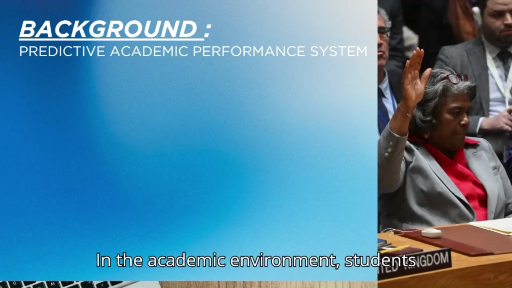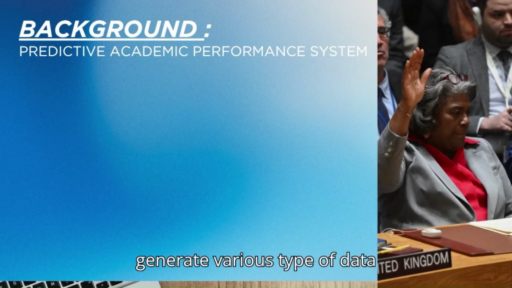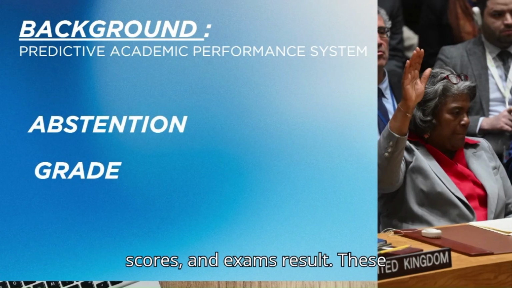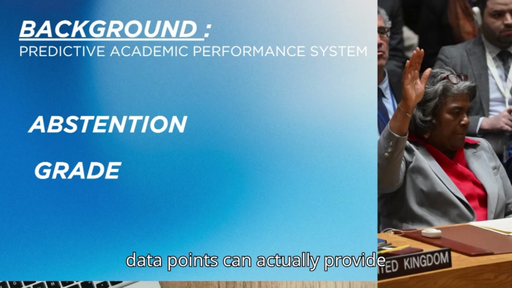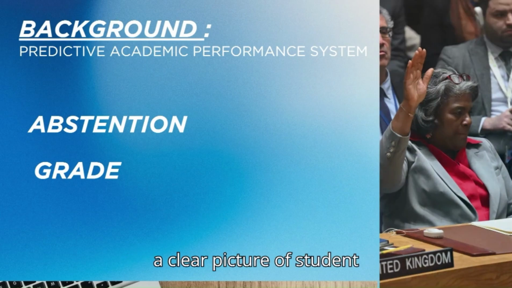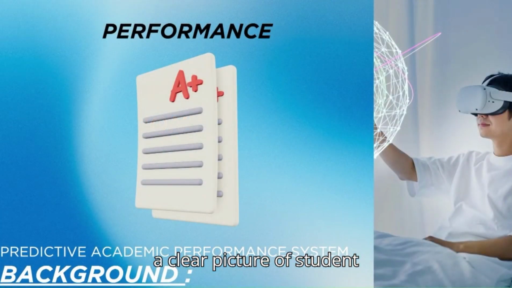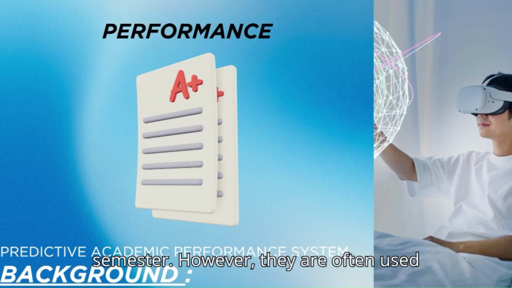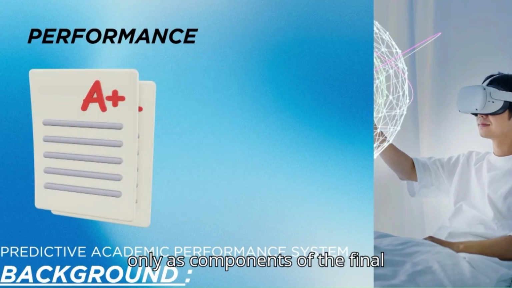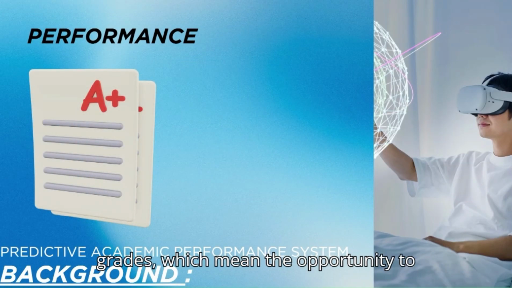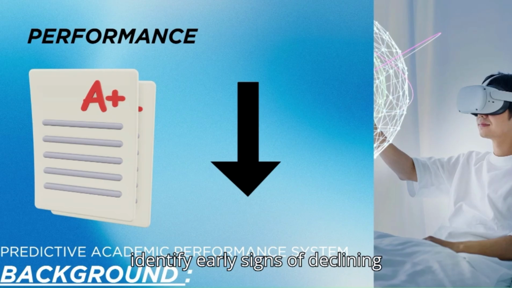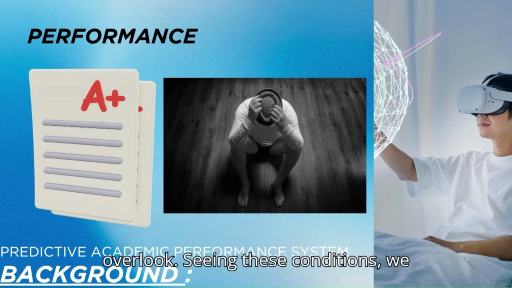In the academic environment, students generate various types of data such as attendance records, assignment scores, and exam results. These data points can actually provide a clear picture of student learning progress throughout the semester. However, they are often used only as components of the final grade, which means the opportunity to identify early signs of declining academic performance is frequently overlooked.